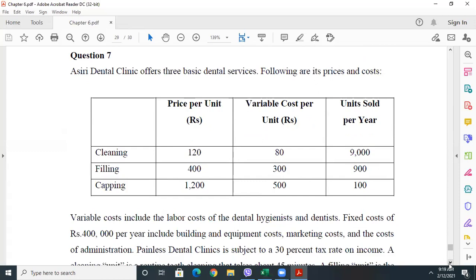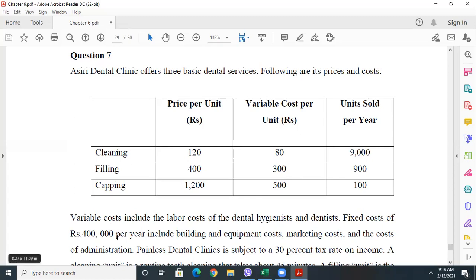Arsene Dental Clinic offers 3 basic dental services. Following are its prices and costs: cleaning, filling, capping. The price per unit, variable cost per unit, and the units sold are given. Variable cost includes the labor cost of the dental hygienist and dentist. It talks about the variable cost.